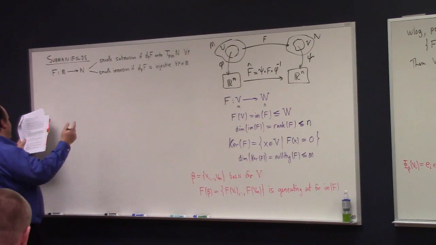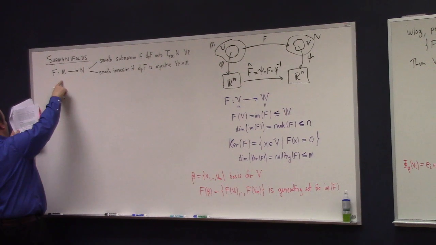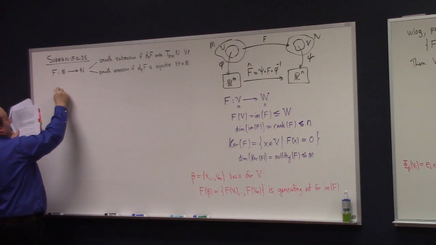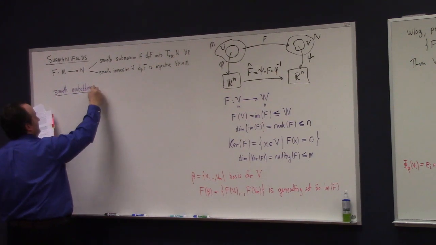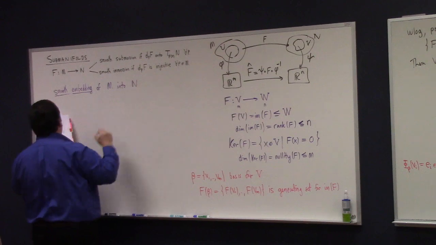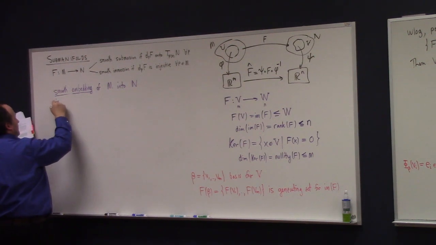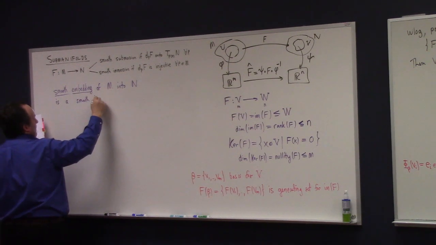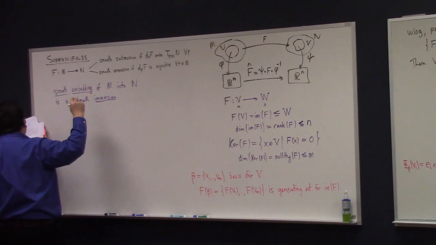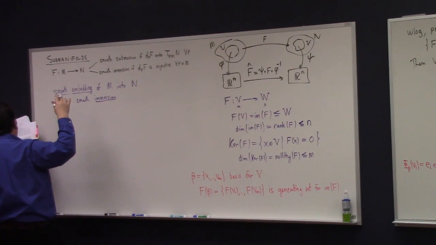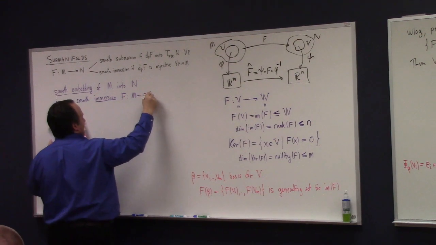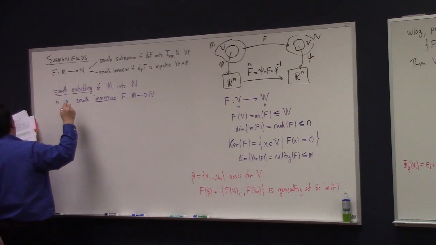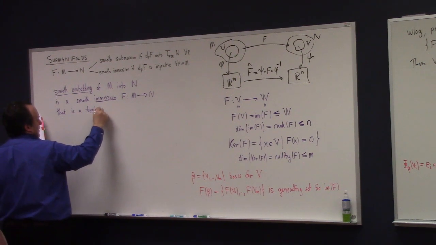So if you have M and N smooth manifolds without boundary, a smooth embedding of M into N is a smooth immersion F from M to N that is also a topological embedding.